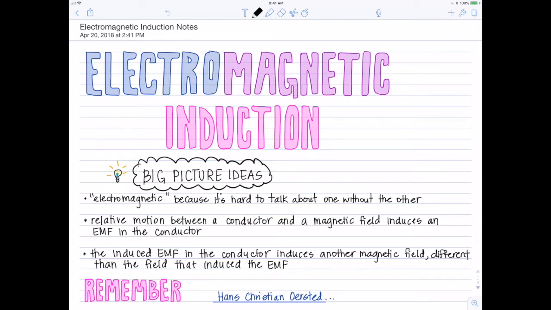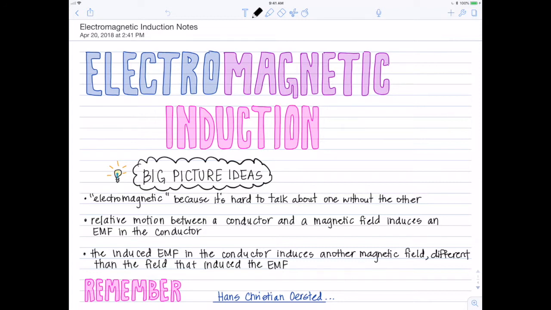Now, we call it electromagnetic induction because it's actually really hard to differentiate between electricity and magnetism. And the more that you study physics, the more that you'll see the connections between the two. So it's really hard to talk about one without discussing the other as well.